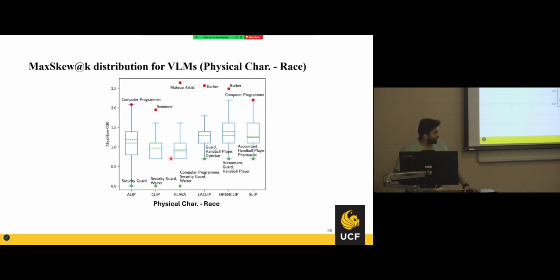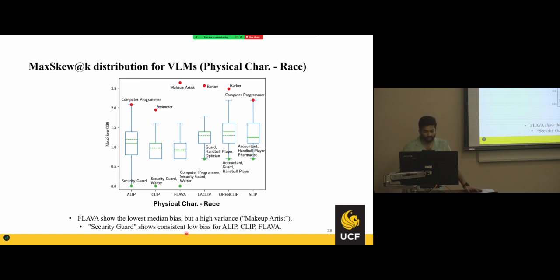Next we go into the other attribute pair, which is physical characteristics and race. In this we can see that FLAVA again has the lowest median bias. However, there is a very high outlier at the top of the chart, so we can say that it has a higher variance of bias given this particular attribute pair. Security guard, as we can see, shows consistent low bias for these three models, namely ALIP, CLIP and FLAVA. So we can assume that within the dataset, security guards have a higher number of physical characteristic and race attribute pairs.